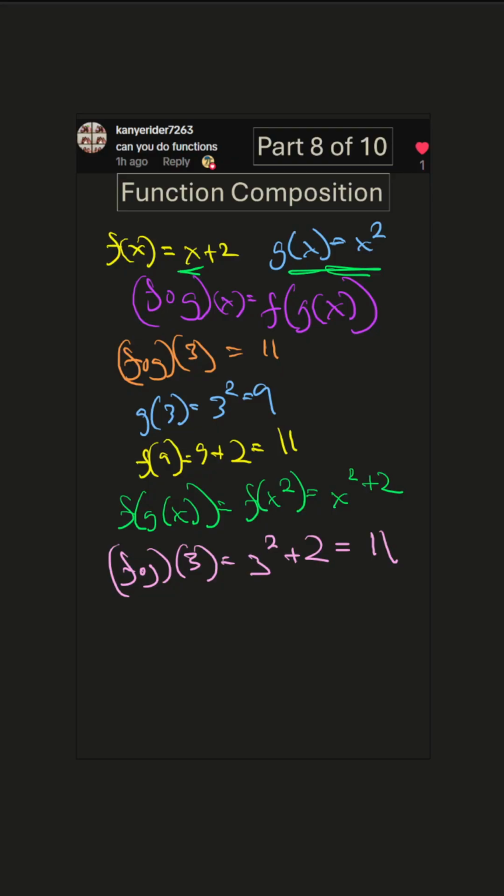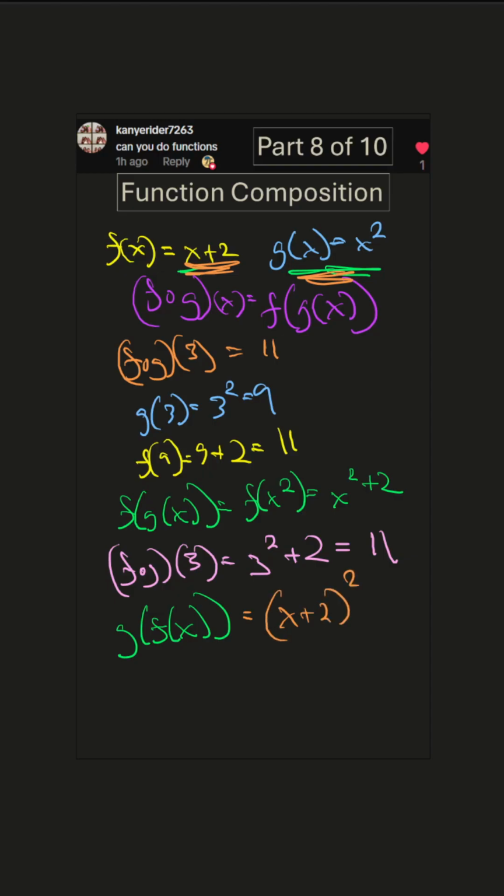All right, and then another way of doing this, we can switch the order around. We could say g of f of x. That means you do f first. So f of x is x plus 2. We know that already. And then g of x is x squared. So g of f of x equals x plus 2 squared.